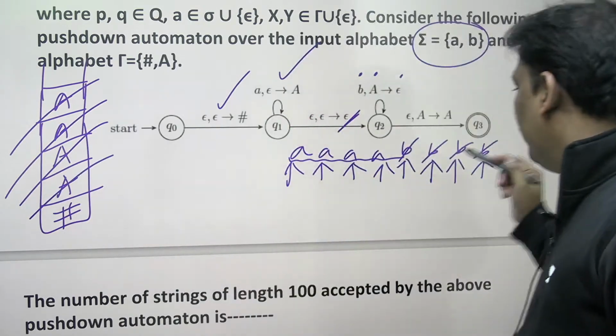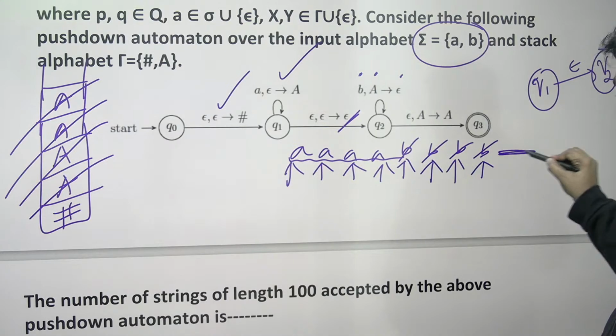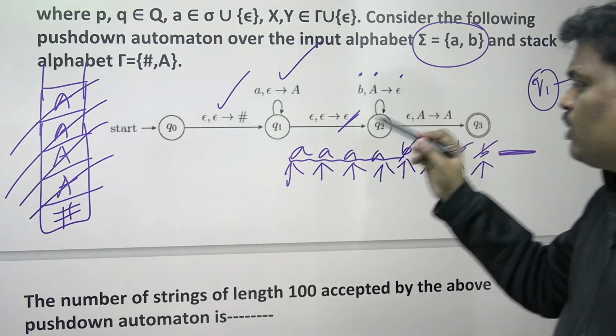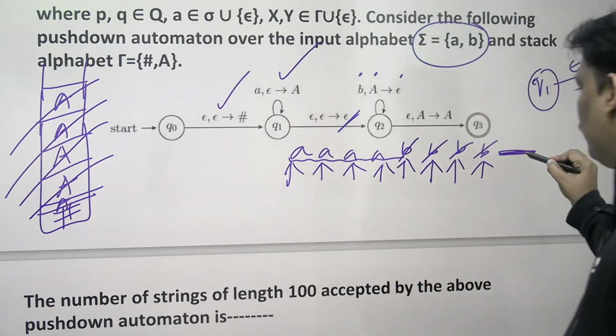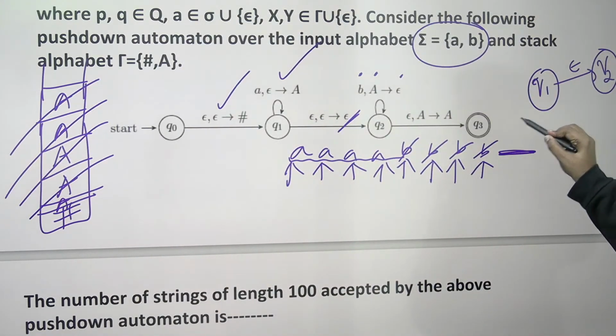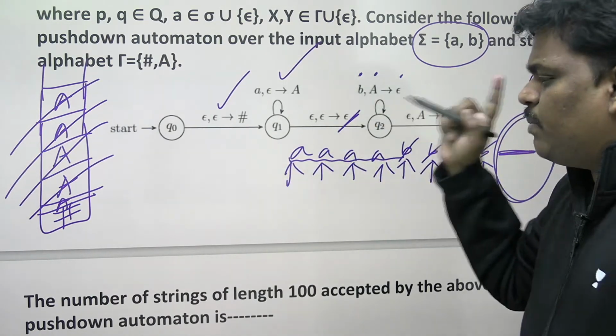When you are going like this, what is happening? Look at this one. Nothing is coming in the input, but the top of the stack is still A. This is an indication that the input string is completed. Nothing is coming means the input string is completed, yet A is still the top of the stack.